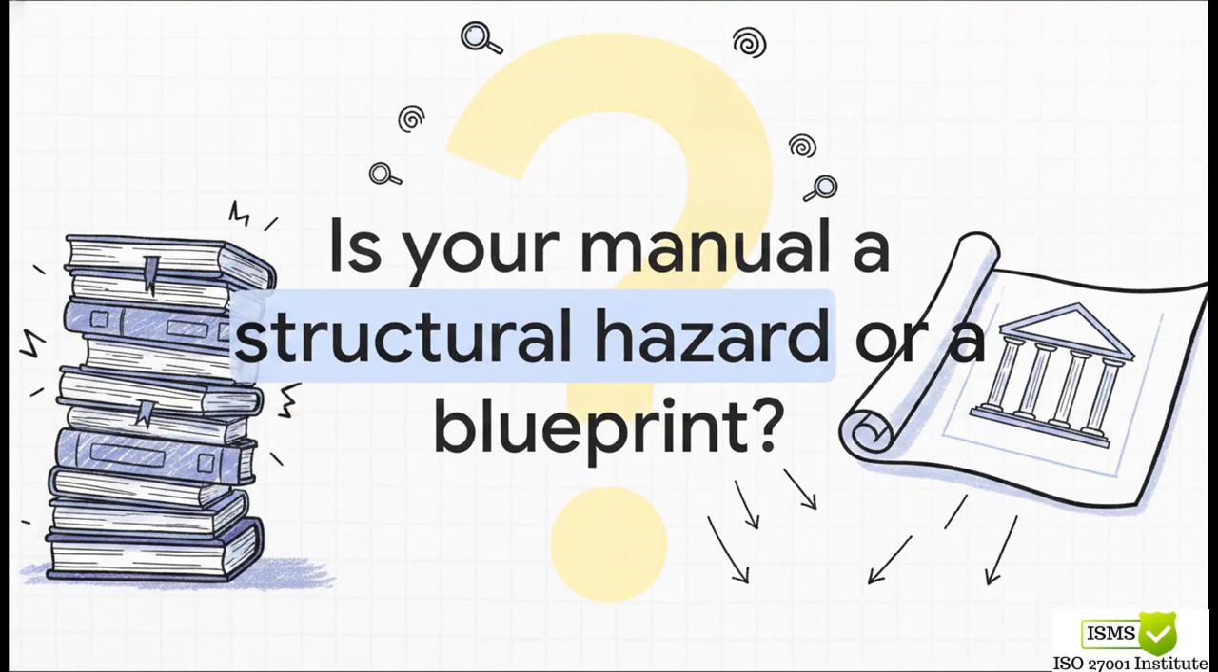So I want to leave you with this final provocative thought today. Go pull up your organization's ISMS manual right now. Look at the page count, literally click the hyperlinks and see if they actually work. Check if it still references the old 2013 standard. Ask yourself, is your ISMS manual a structural hazard just waiting to collapse under an auditor's scrutiny? Or is it a true lean master blueprint? The foundation of your security program depends on your answer.